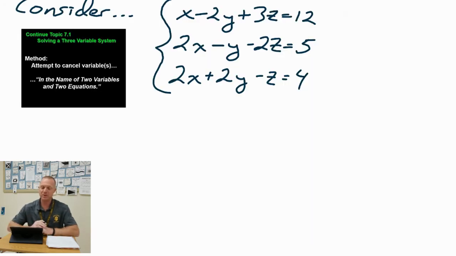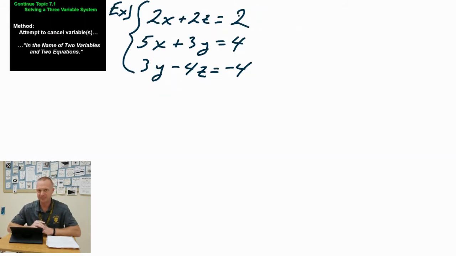All right, now I know for most of us it's just a matter of trying this. This looks like the same problem, so I'm not going to try this one again, but this looks like a new one. So what do we got here? 2x plus 2z equals 2. 5x plus 3y equals 4. And 3y minus 4z equals negative 4.